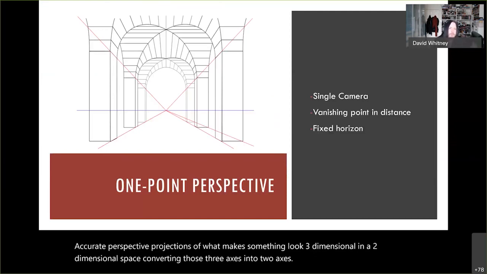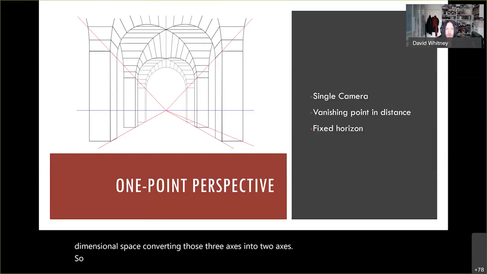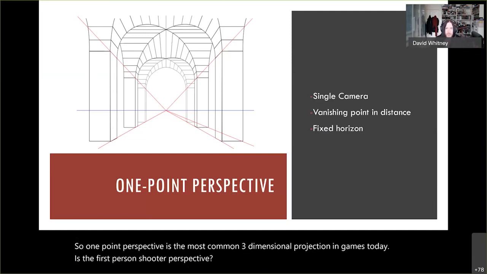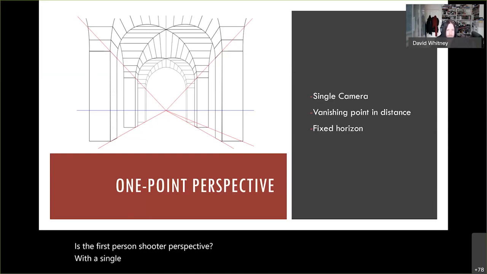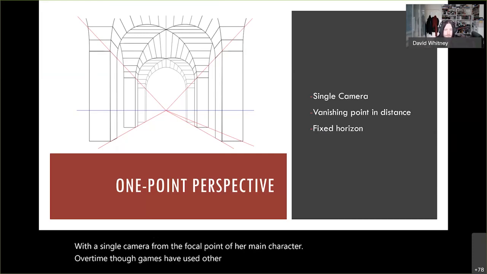So one-point perspective is the most common three-dimensional projection in games today. It's the first-person shooter perspective, with a single camera from the focal point of a main character. Over time, though, games have used other perspectives for various reasons.